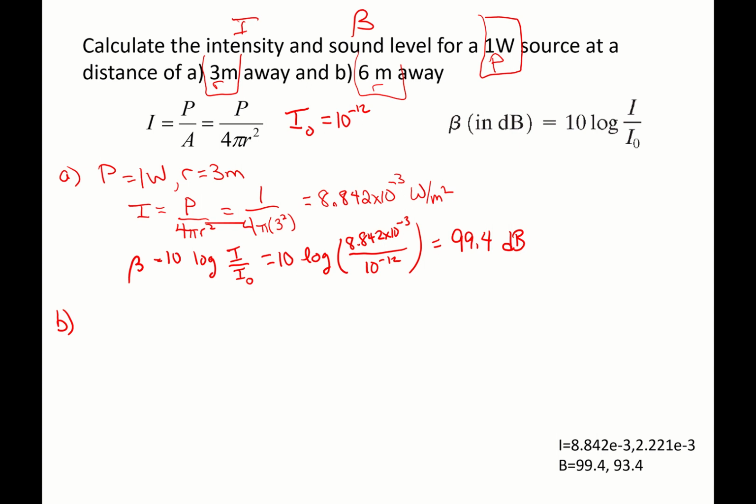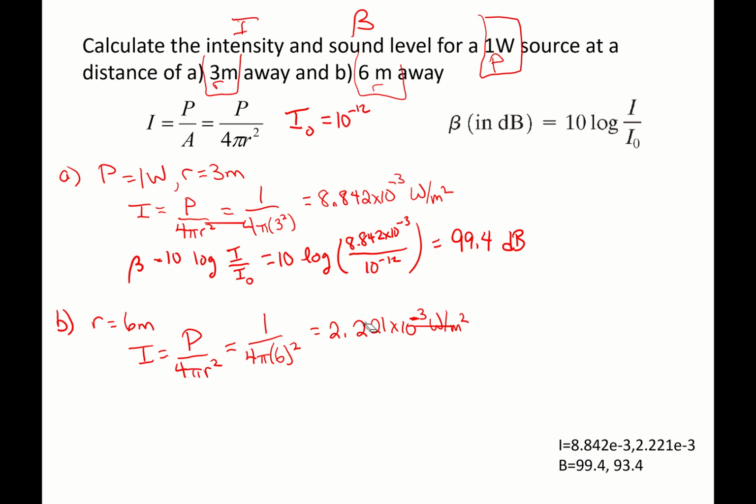All right, part B, the only thing that's changed is I've moved my R to 6 meters. So if I go to 6 meters away, I'm twice as far away. I should get quieter. How much quieter should I get? Well, the intensity goes as 1 over R squared. So if I go twice as far away, the intensity should go down by a factor of 4. And if I do the calculation, that's indeed what I get. I get 2.221 times 10 to the minus 3 watts per square meter.